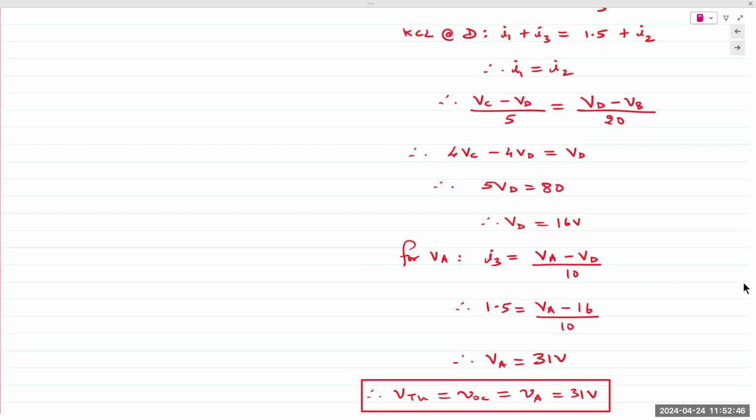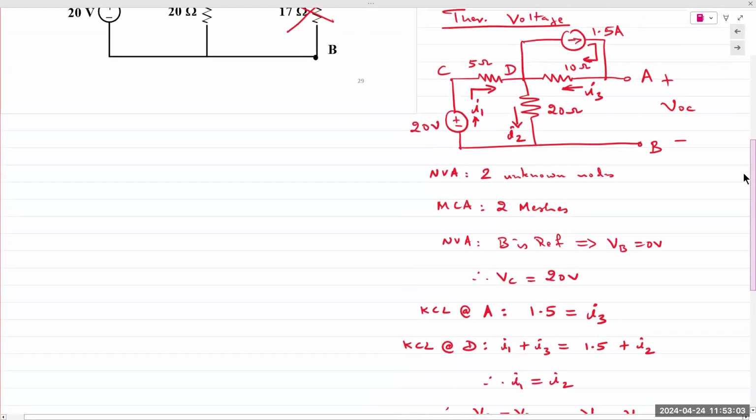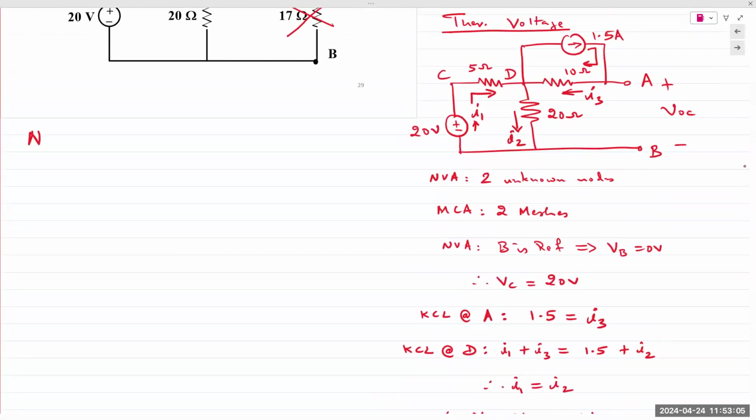I'm going a bit fast, so let's take a pause before I move on to the Norton current. All right, any questions? Okay. Let's follow along to mesh current analysis for Norton current. For Norton current, I'm going to choose mesh current analysis, but again, you can choose node voltage also.